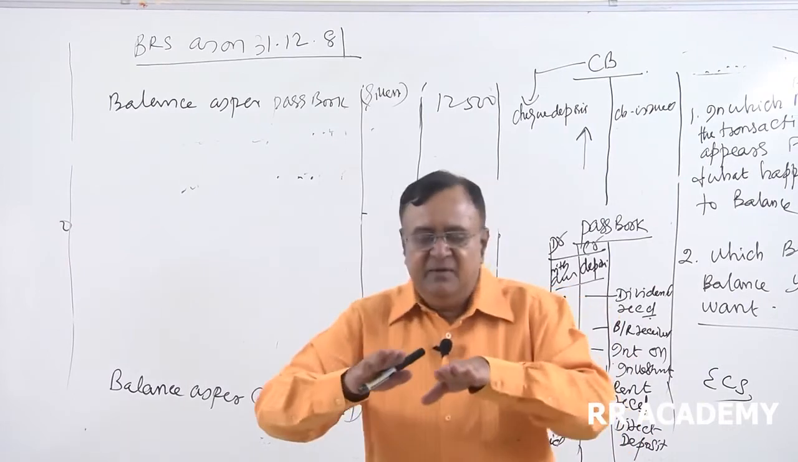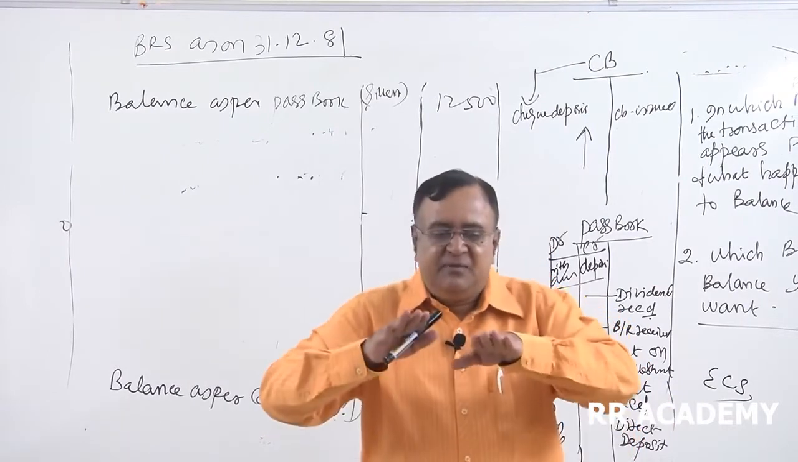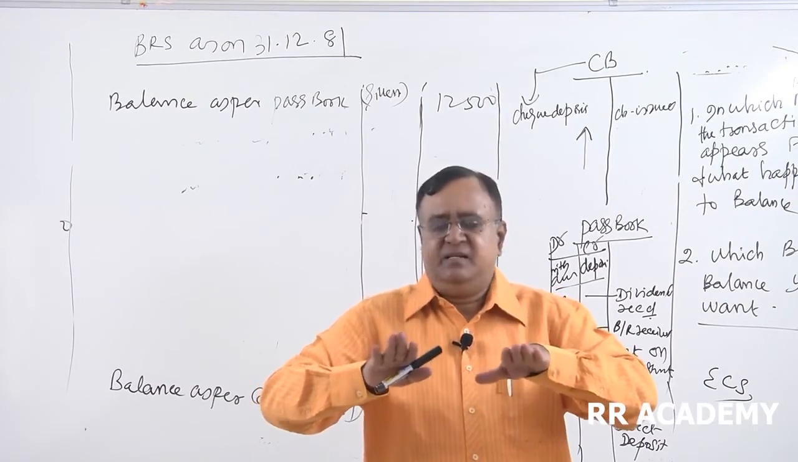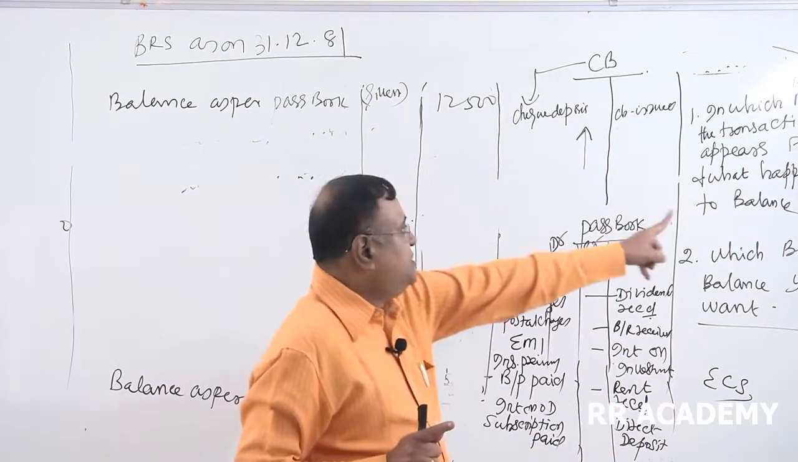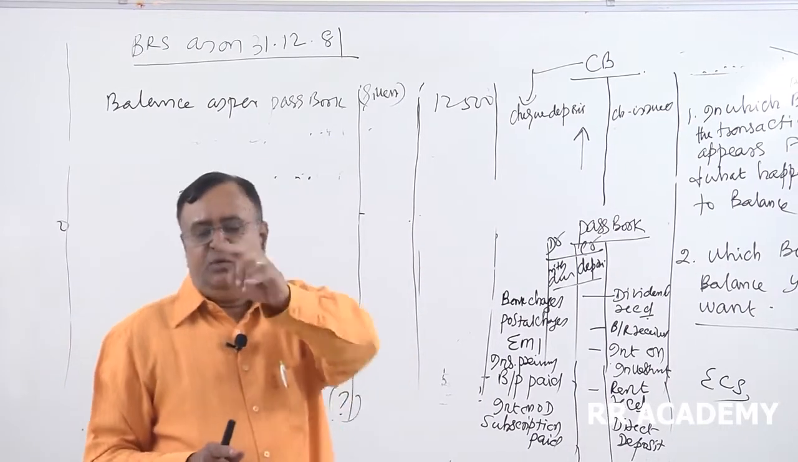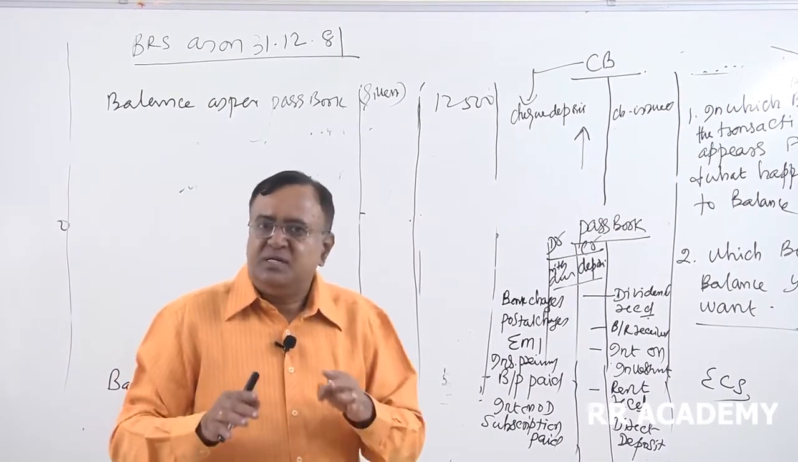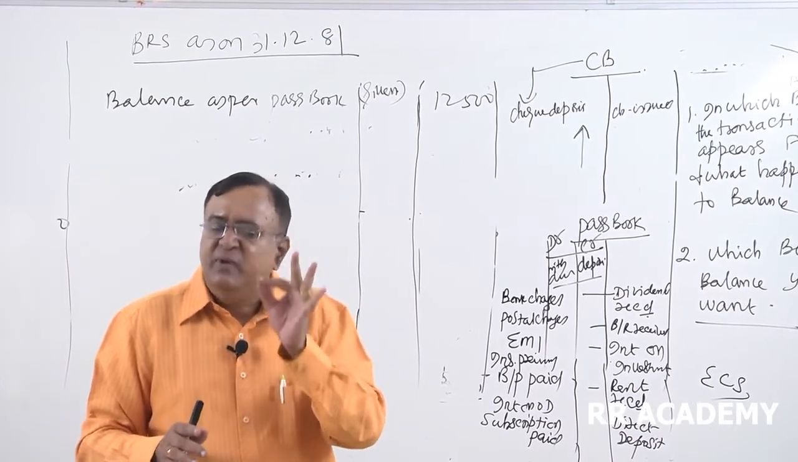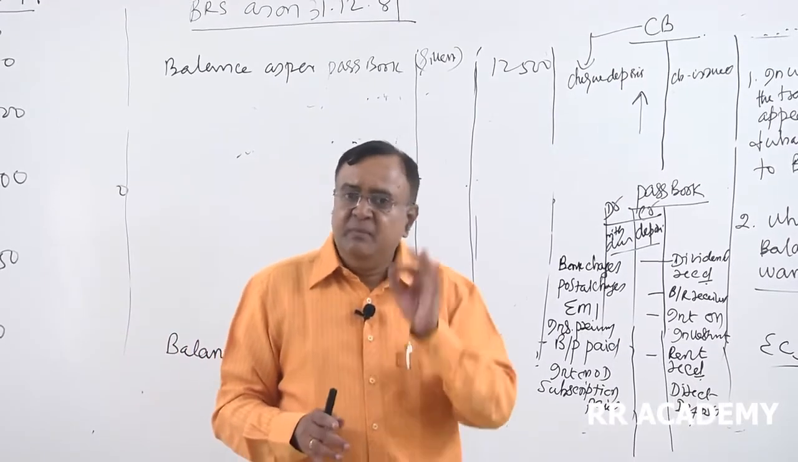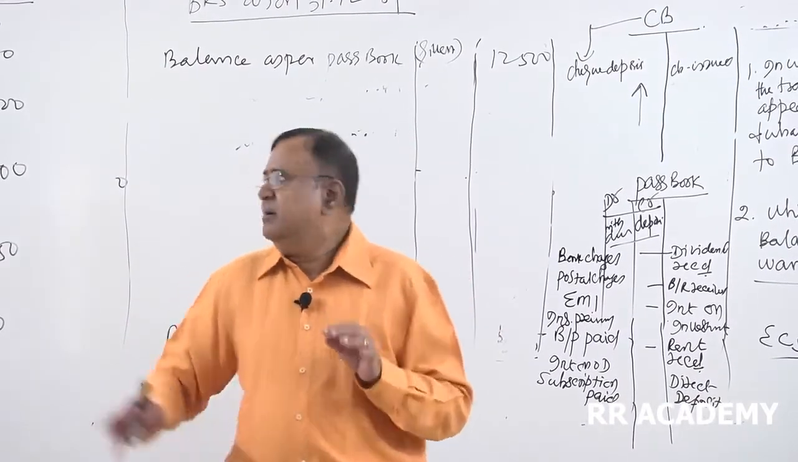Now, please follow. Left hand side cash book, right hand side passbook, always, that will be better. Two questions you must ask. Please remember these two questions, you will get the answer. First question, in which book will this appear first? What happened to balance? Second question, which book balance do you want?